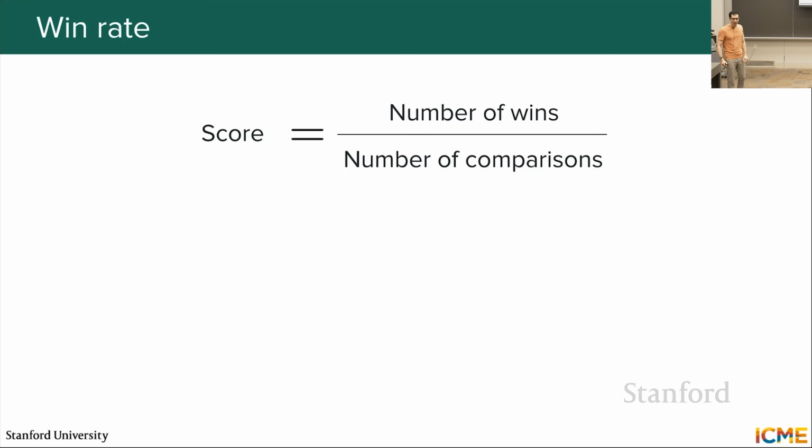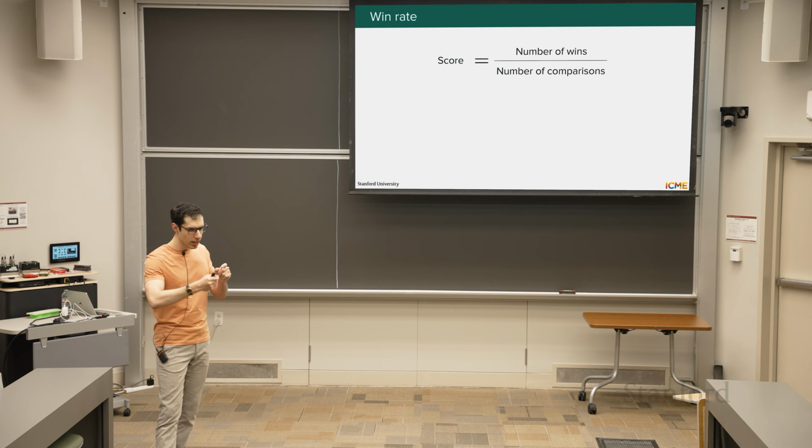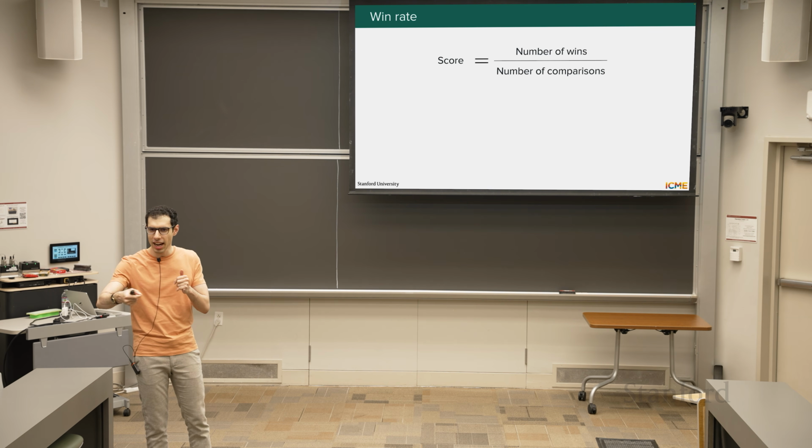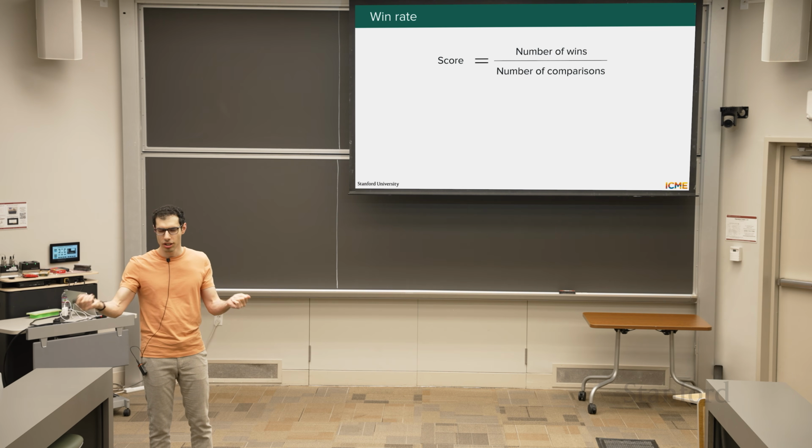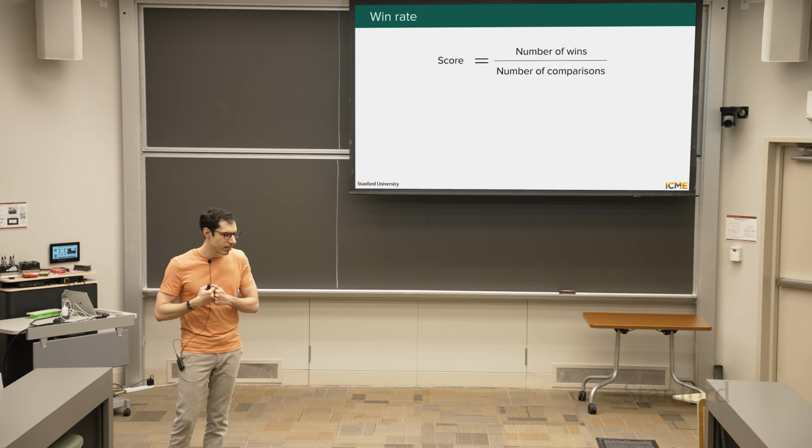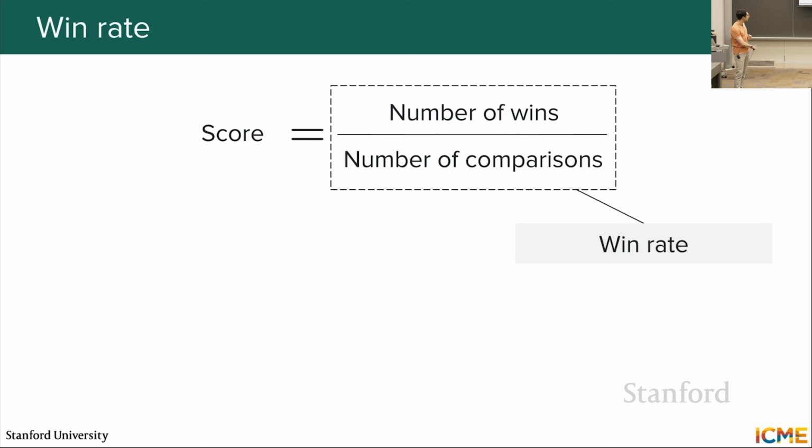OK, so how about the metric? So very naively, I think a very natural way would be to just, for a given model, count the number of wins and divide that by the number of times it was compared to something else. Right? So this one is the win rate. Do you think that's a good metric?